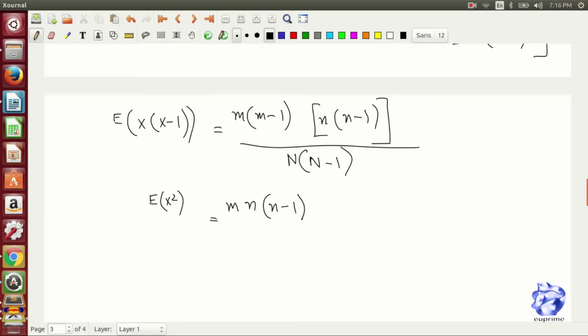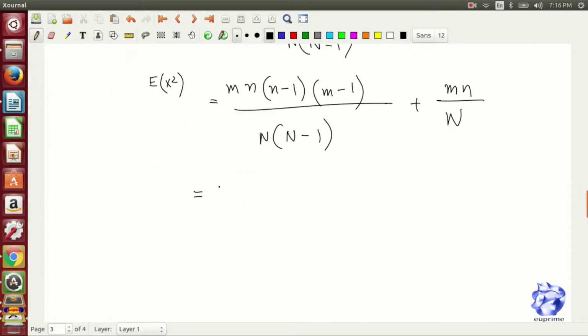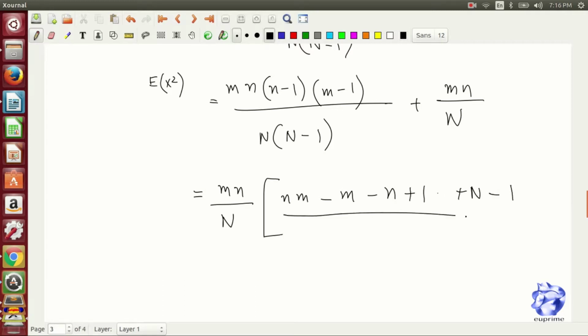So we get expectation of x into (x minus 1) as m into (m minus 1) into n into (n minus 1) by capital N into (N minus 1). Now we substitute this value to get the expectation of x square. So this plus the mean will give us expectation of x square, which is mn by capital N into ((m minus 1)(n minus 1) by (N minus 1) plus 1).